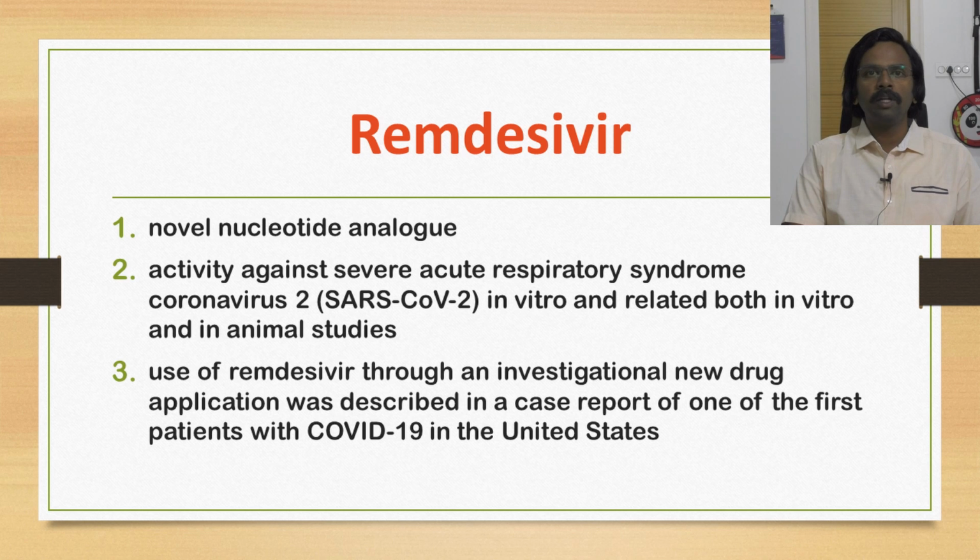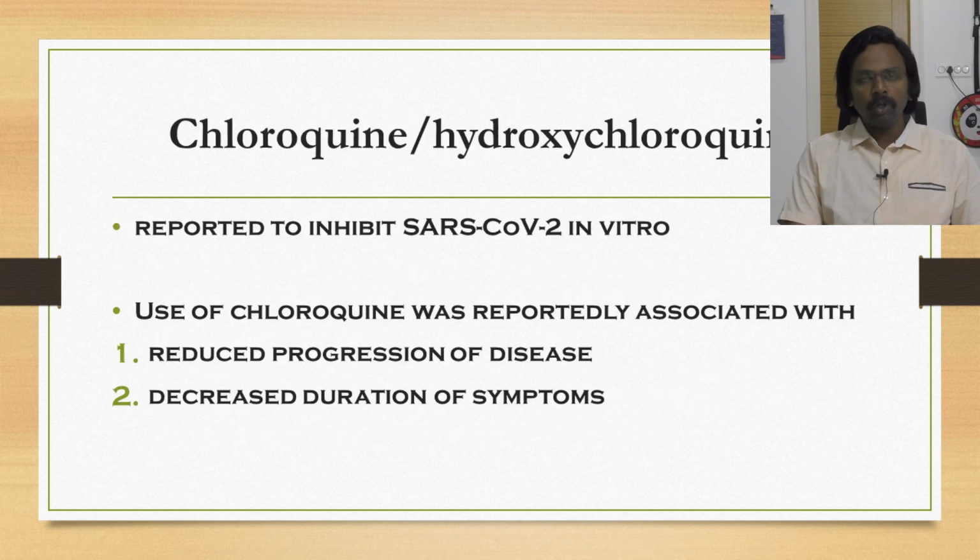Remdesivir is a novel nucleotide analog which has shown activity against SARS coronavirus 2 in vitro, and this can be tried, but there are no definitive guidelines which support treatment with remdesivir. Hydroxychloroquine and chloroquine are reported to inhibit SARS coronavirus 2 in vitro. Use of chloroquine has reportedly been associated with reduced progression of disease and decreased duration of symptoms.